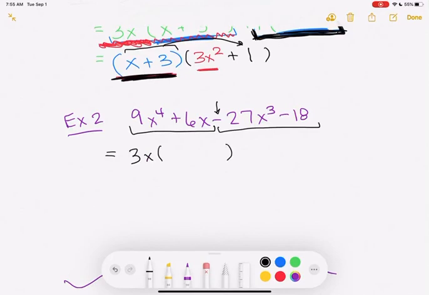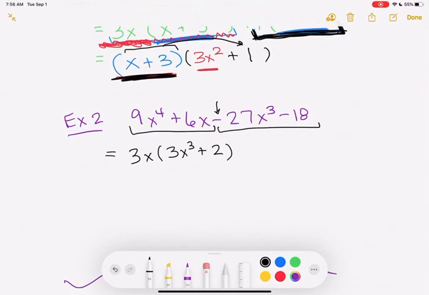Now I'm trying to figure out what times 3x will give me 9x to the 4th. So to get to the 9 would be a 3. And x times something to give me x to the 4th. Remember, you add those exponents, so it would be x cubed. And then I have 3x. I'm trying to get to 6x. So that would be just plus 2, because 3x times 2 would give me 6x.